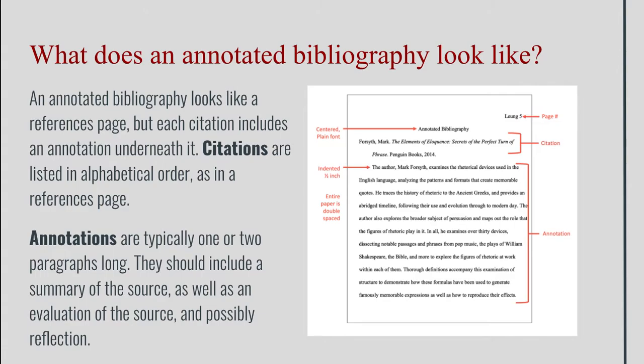So what does an annotated bibliography look like? An annotated bibliography looks like a reference page, but each citation includes an annotation underneath it. Citations are listed in alphabetical order, as you would typically see in reference pages. Additionally, annotations are typically one or two paragraphs long, and they should include a summary of the source, as well as an evaluation of the source and possibly a reflection. So we have a little bit of an example of an annotated bibliography here. You can see that they've started with the citation, and then you have the annotation right underneath it.